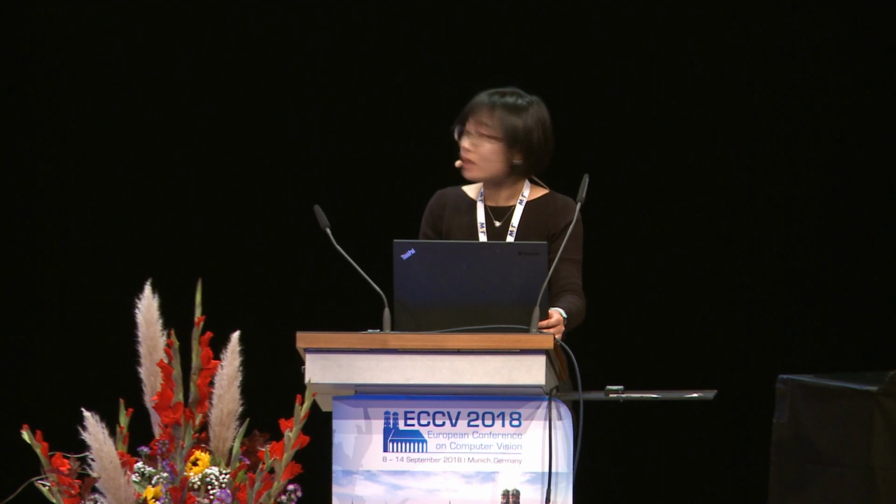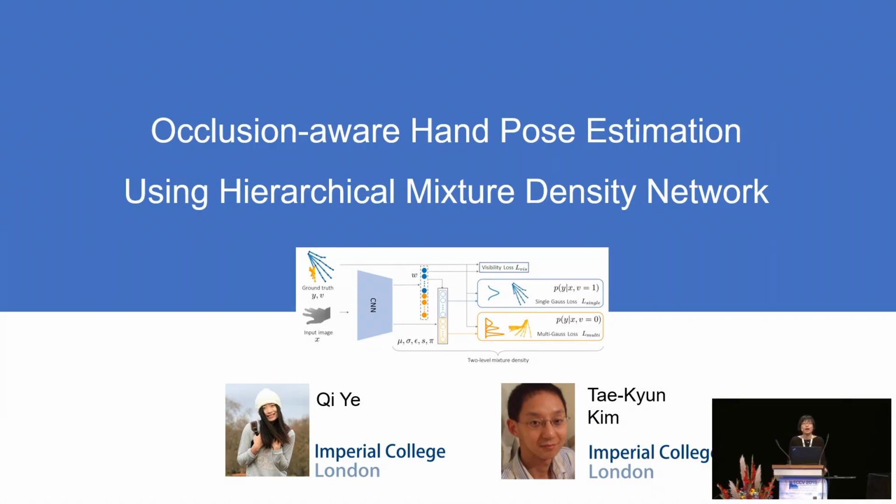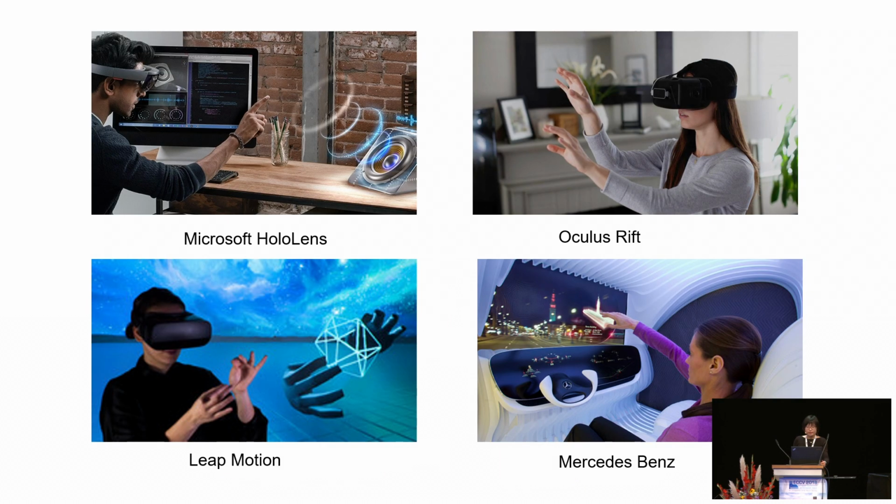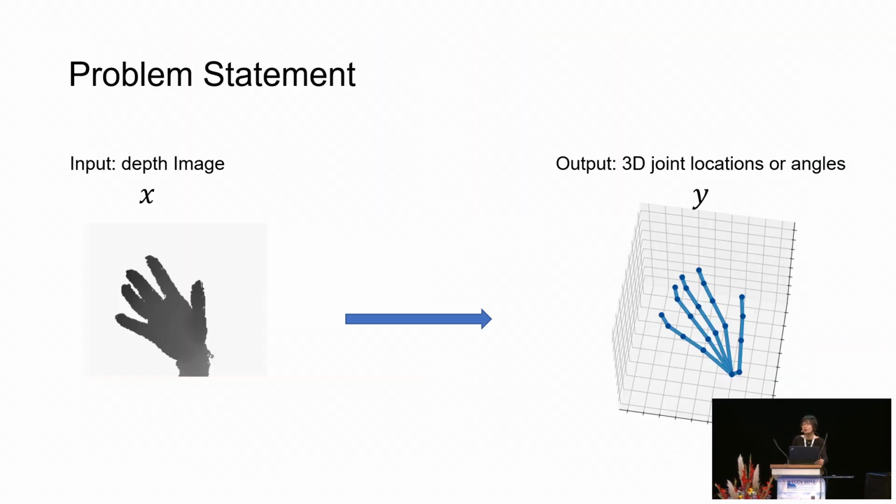Good afternoon, everyone. The work I'm going to present today is occlusion-aware hand pose estimation using hierarchical mixture density network. 3D hand pose estimation has gained increasing interest in recent years with commercial depth cameras. We can see many companies have incorporated or are planning to incorporate hand interaction into their product. The problem can be formulated as configuring the pose parameters representing a hand model, given a depth image. The parameters can be 3D joint locations or the angles between the bones.